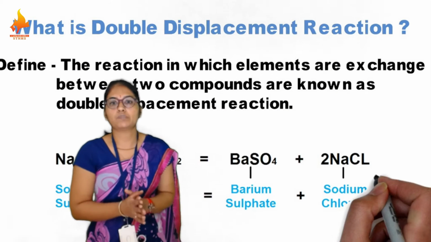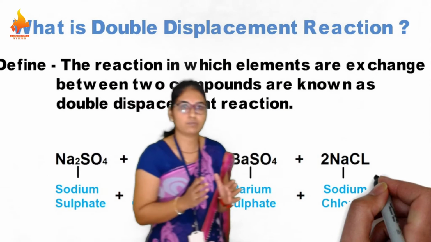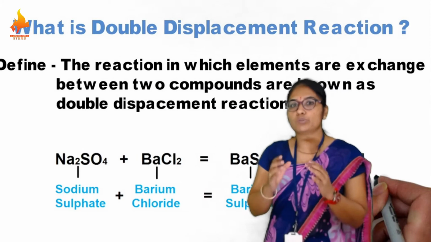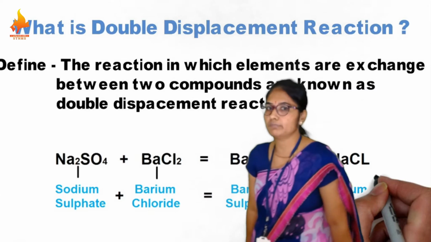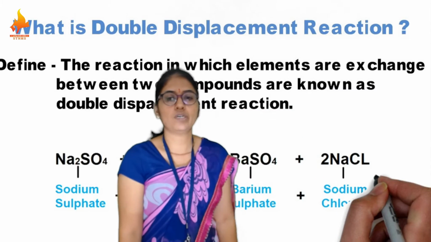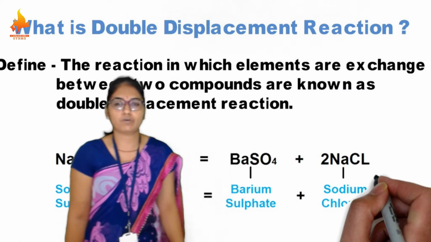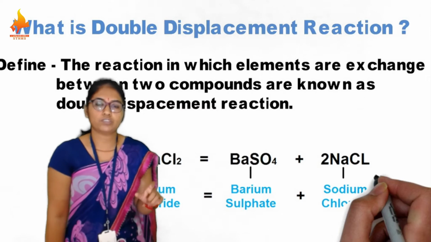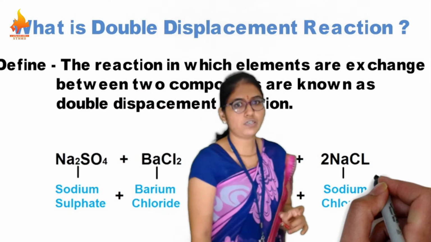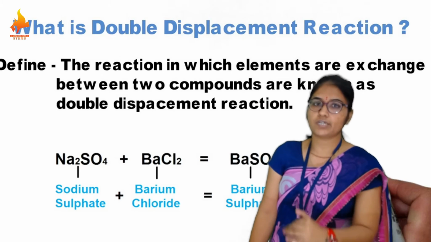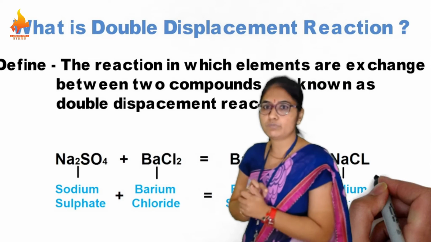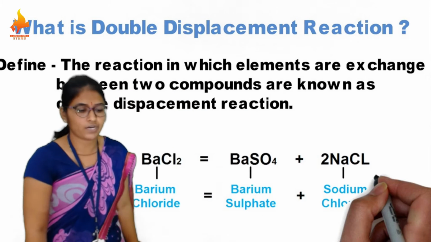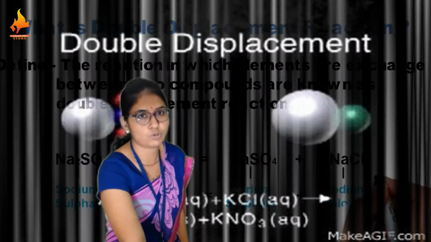Next is the double displacement reaction. Double displacement means that between both the reactant molecules, elements or ions get exchanged to form the compounds. See the example: sodium sulfate reacts with barium chloride to form barium sulfate and sodium chloride. What does it mean? Here sodium is a positive ion of the first reactant and chloride is the negative ion of the second reactant molecule. So it binds with the sodium to form sodium chloride. So there is double displacement, exchange of ions between both the reactant molecules.